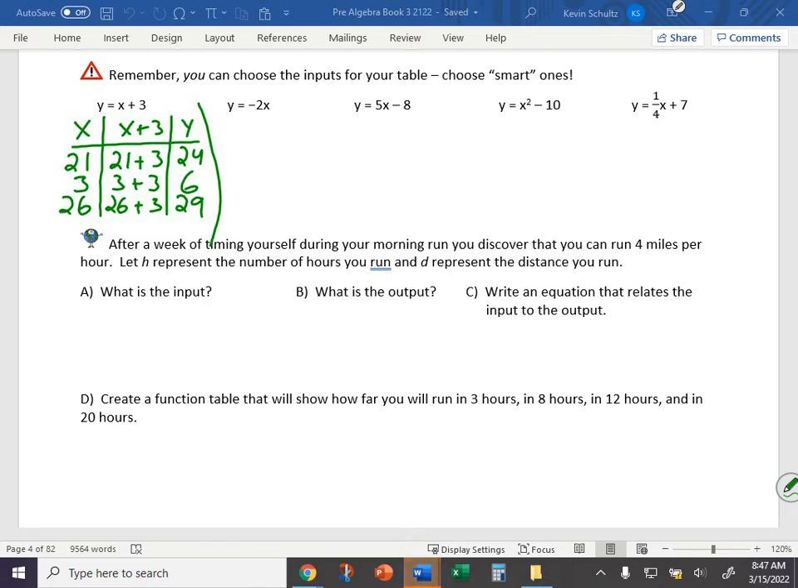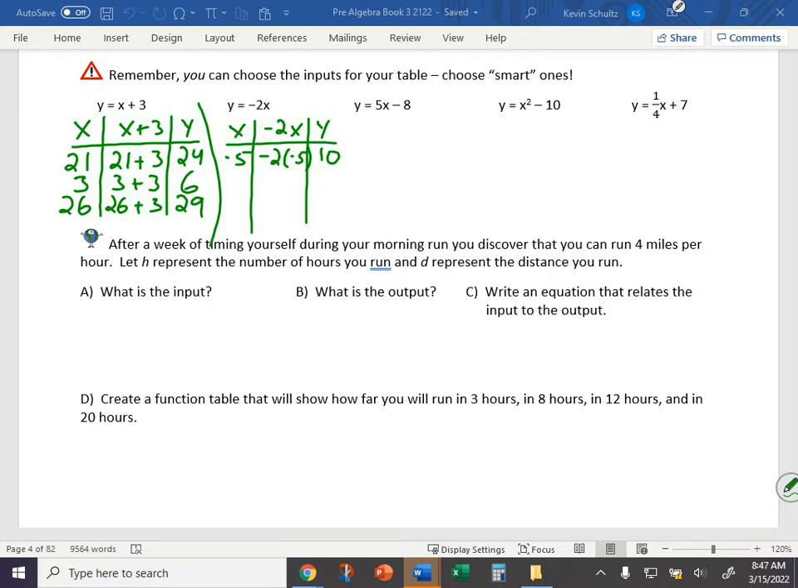Let's look at the next one here. Y equals negative 2x. So we've got x, we've got negative 2x, and we've got y. What would you like to put in here? Abby? Negative 5. If x is negative 5, we're taking negative 2 times negative 5. And what's our result? Positive 10. That's the output.